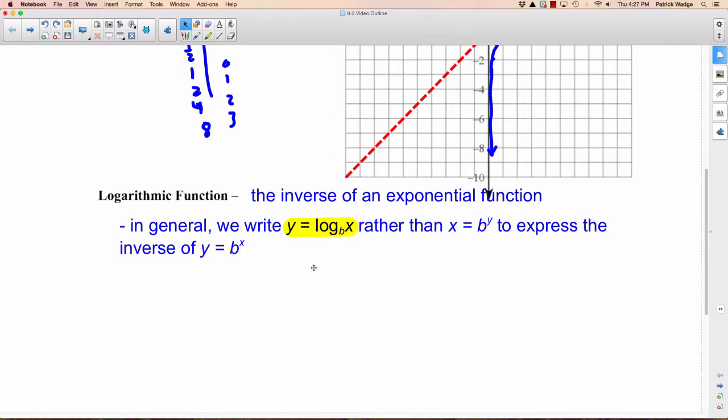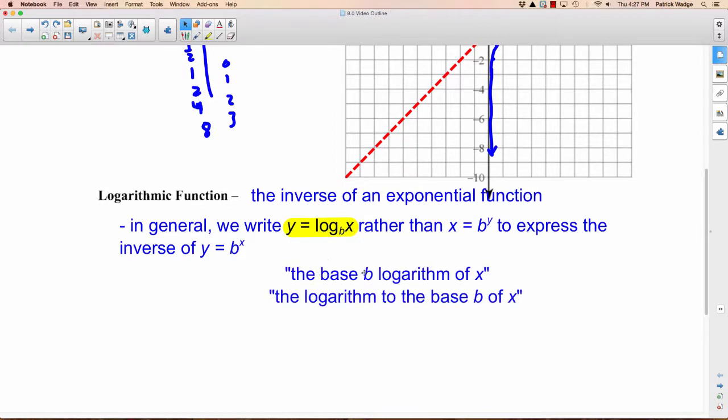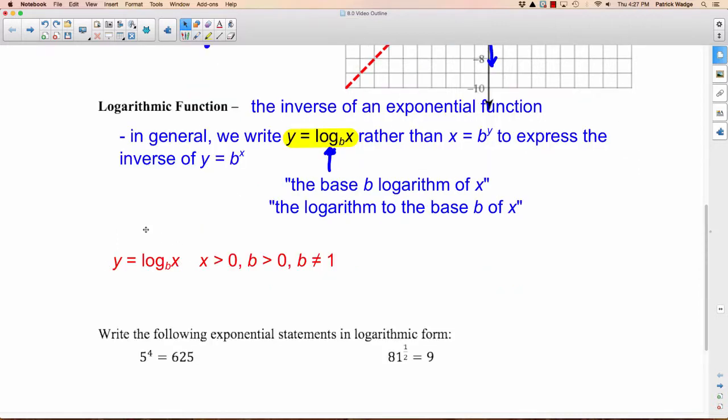So as I've already said, the way you say this is the base b logarithm of x, or if you want, the logarithm to the base b of x, whichever way you want. That's how you say this highlighted bit here. And a little bit more for you here. I've just written the same thing: y equals the base b logarithm of x. We have some restrictions. x has to be greater than 0, b has to be greater than 0, and b also cannot equal 1.